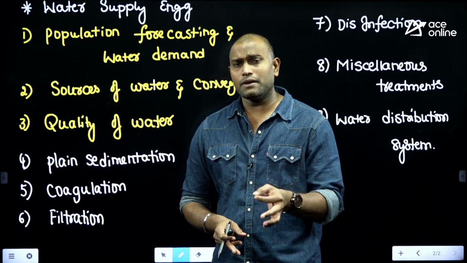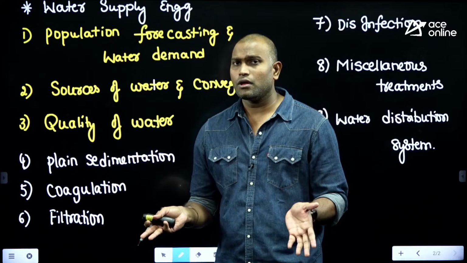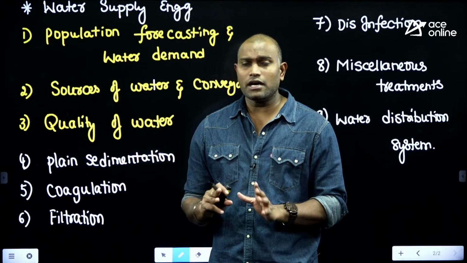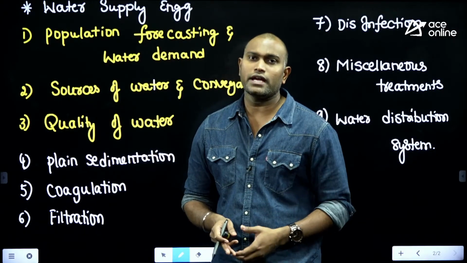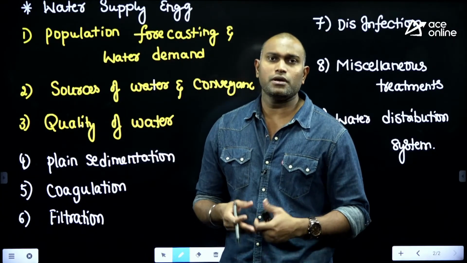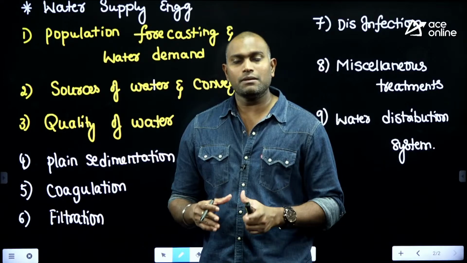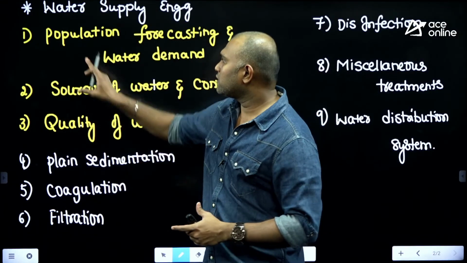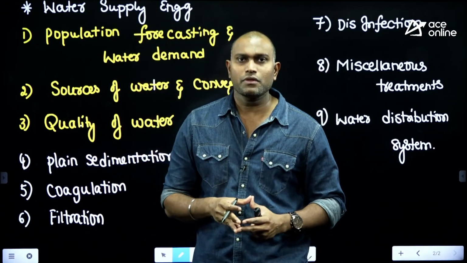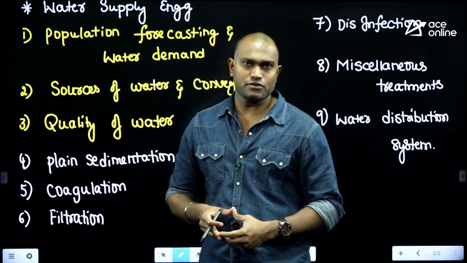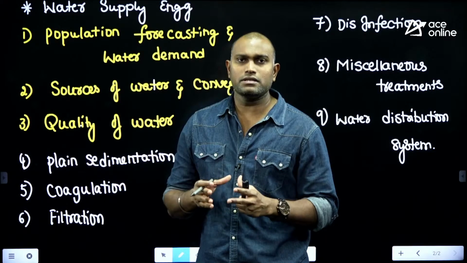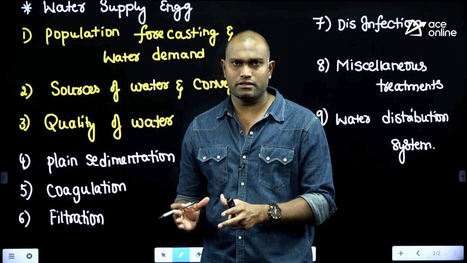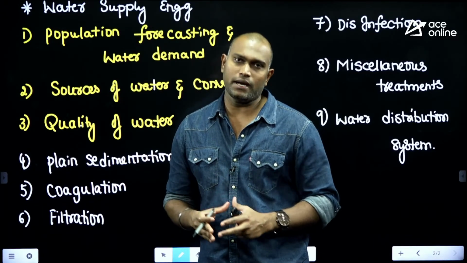So at present Hyderabad's population is 1 crore, but in the future it is not going to be 1 crore, it will definitely be more than that. So we have to forecast that future population by using some mathematical and graphical techniques. That is population forecasting. And once I know the population, then how much water a person needs on an average, that we call the per capita demand.